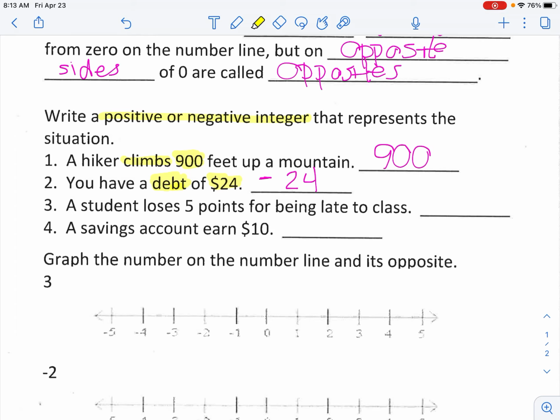A student loses 5 points. Okay, so I immediately see the number 5 for being late to class. And then in front of that, usually your keyword is going to be the word just in front of the number. Loses 5 points. So loses would be going down. That would be a negative 5. A savings account earns $10. If you're earning $10, that means the amount of money in your account has increased. So that would be 10 and not negative 10.